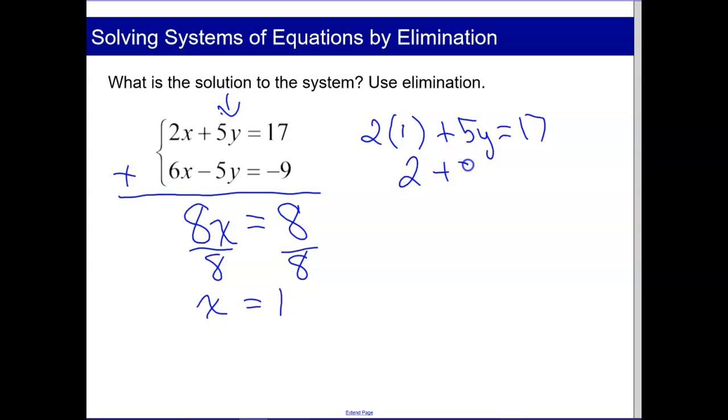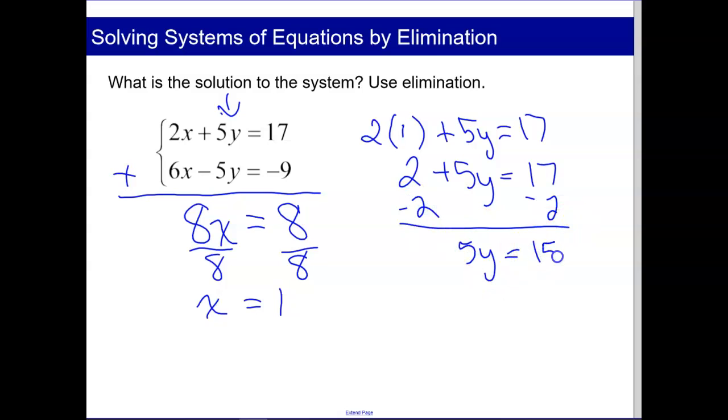So 2 plus 5y equals 17. Subtract 2 on both sides. 5y is equal to 15. Divide both sides by 5. Y is equal to 3. So the solution to both of those equations is (1, 3). If you substitute 1 for x and 3 for y in both of those equations, you'll get a true statement.